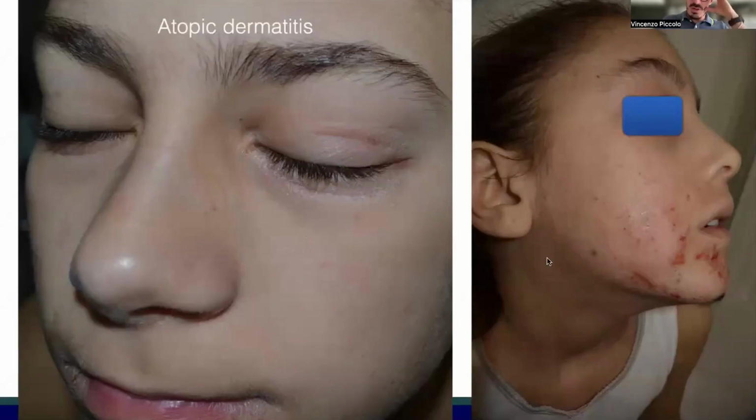Another very common condition affecting the face, usually in children, is atopic dermatitis with the typical eczema and vesiculation that can affect sometimes perioral or periorbital skin, with this Dennie-Morgan sign that you see here in this picture, some eczema of the eyelids, or in most severe cases erosions following a severe itch of the face.